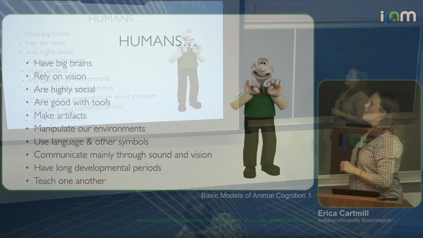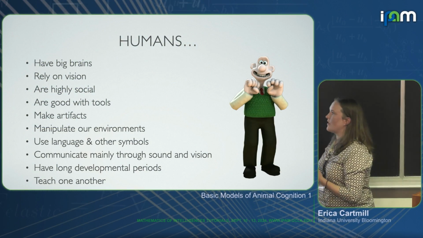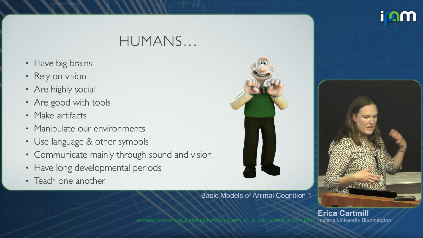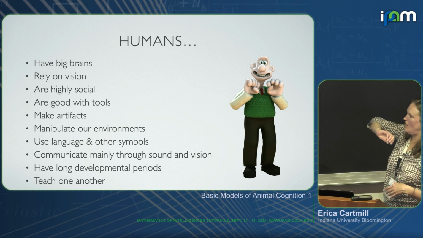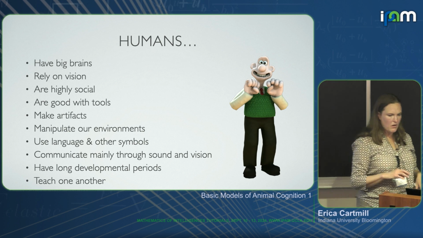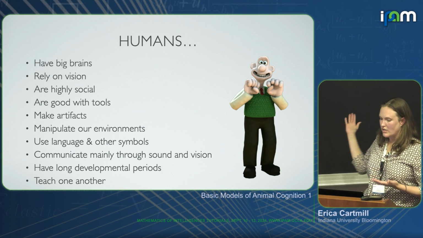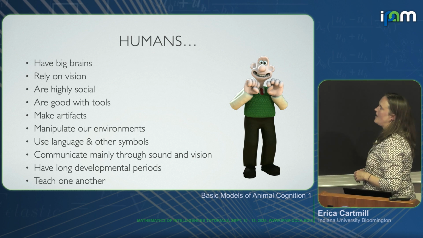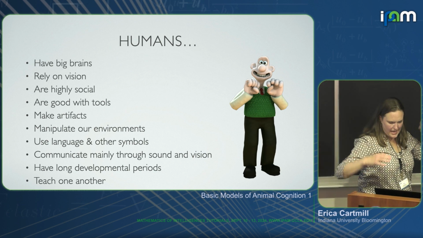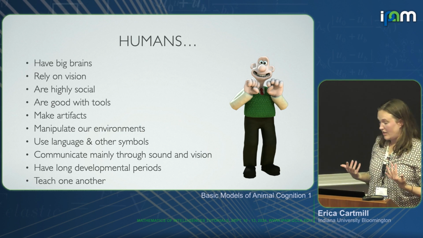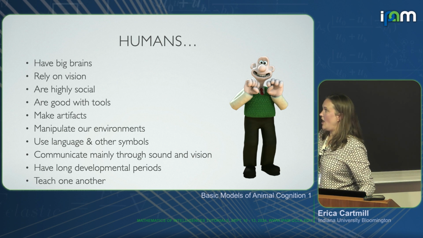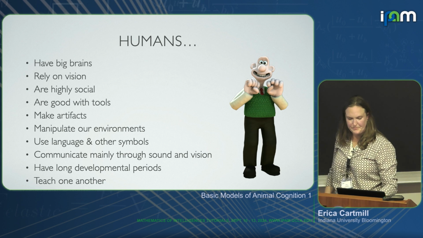So as a species, humans have big brains, we rely strongly on vision, we're highly social, we're good with tools, we make artifacts, we manipulate our environments, we use all sorts of symbolic systems, we communicate mainly through sound, also sometimes vision. We have very long developmental periods. We are very helpless early in those developmental periods. We rely a lot on extra parental care, and we teach each other. There are many other things that humans do. Those are just some that are often unusual in the animal kingdom writ large.